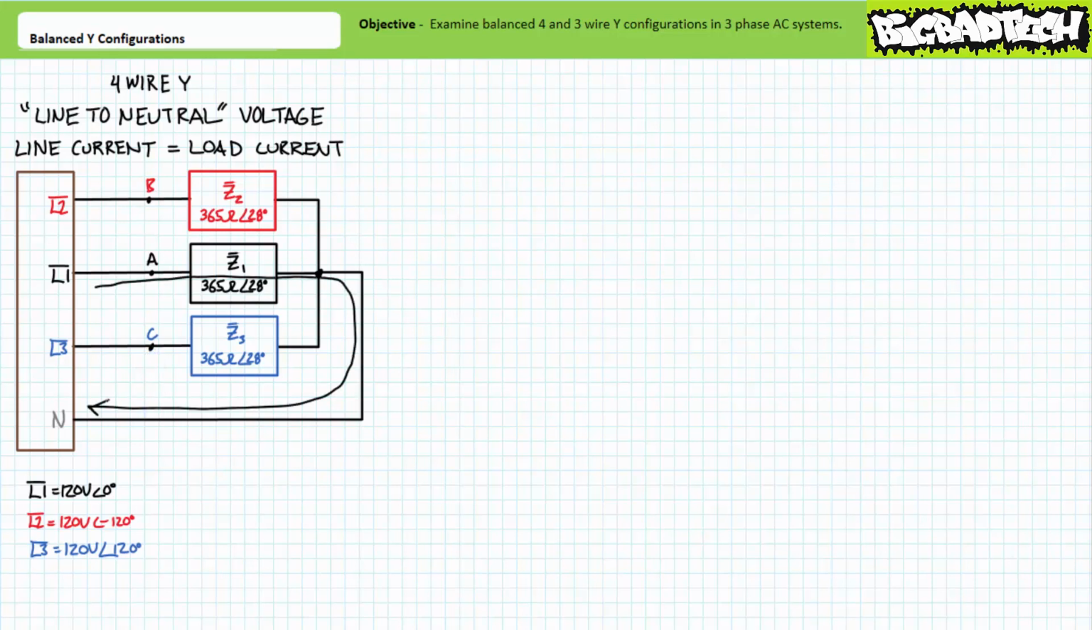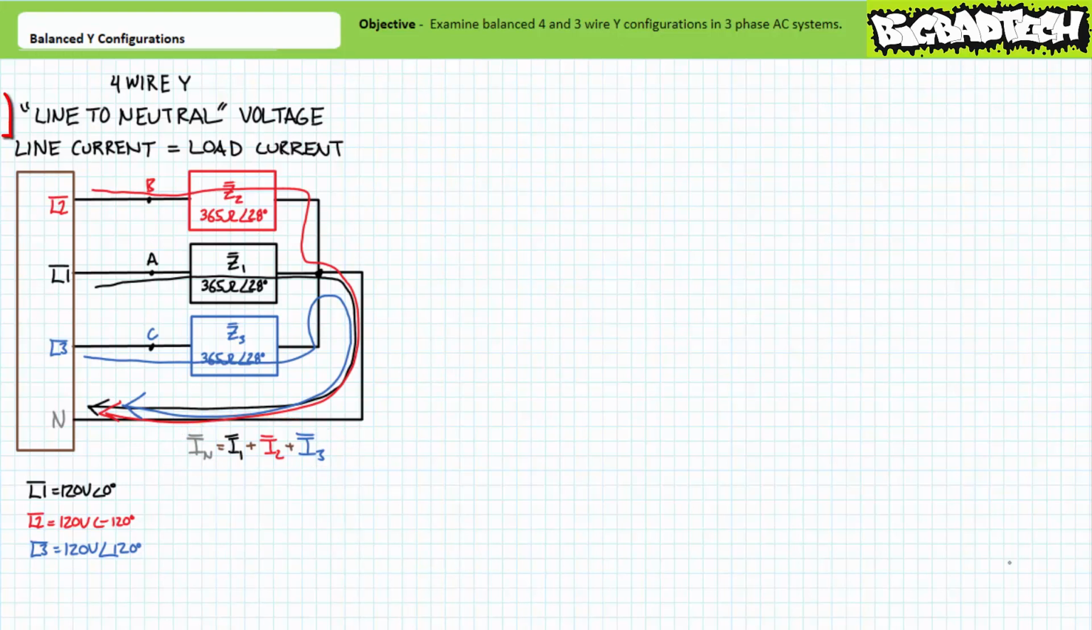Current in line 1 travels through load impedance Z1 and returns via the neutral connection. Similarly, current in line 2 travels through load impedance Z2 and returns via the neutral connection. Finally, current in line 3 travels through load impedance Z3 and returns via the neutral connection. It can be said that line current equals load current. A Kirchoff's current law analysis of IN suggests that IN equals I1 plus I2 plus I3.